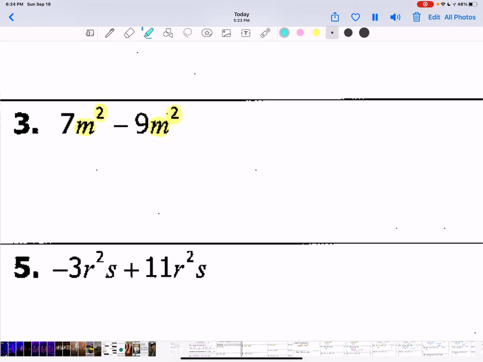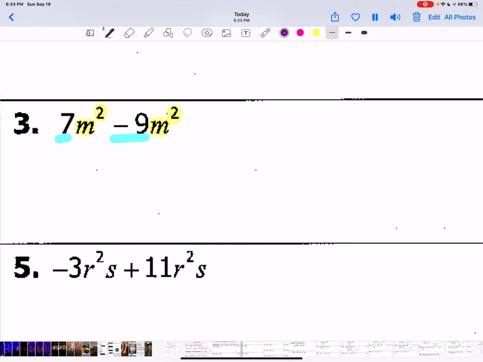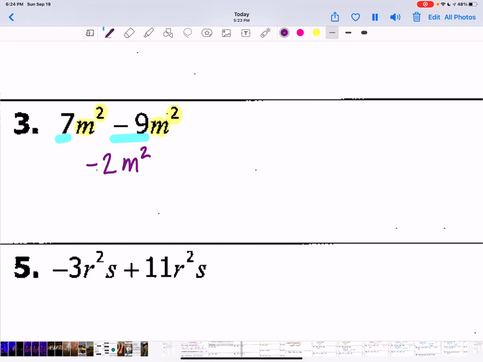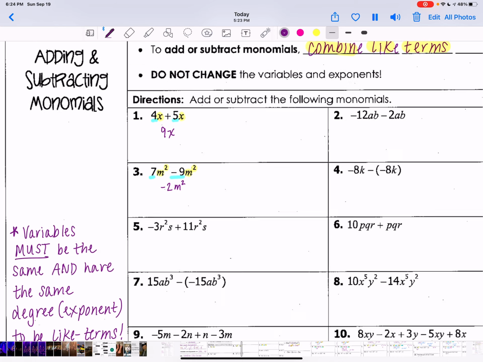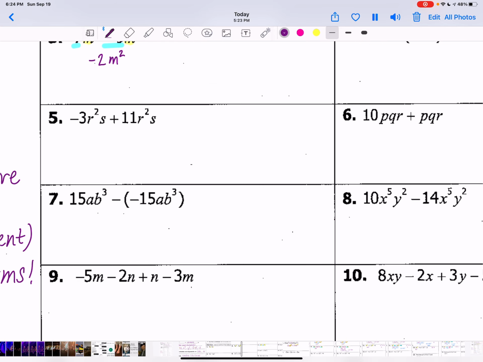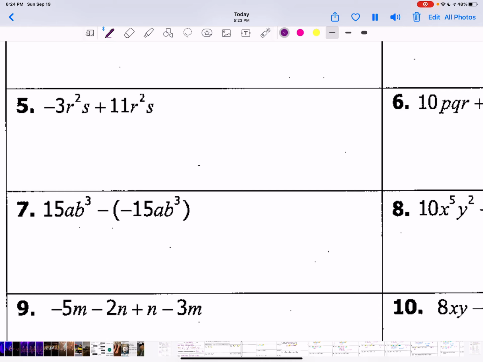So all we have to do is look at the coefficients. We have 7 as a coefficient and -9 as a coefficient. So yes, that's a subtraction sign, but subtraction and negatives are the same. So you're going to combine them, and you'll get -2m squared. So leave the m squared as is because they're like terms. You don't change those.